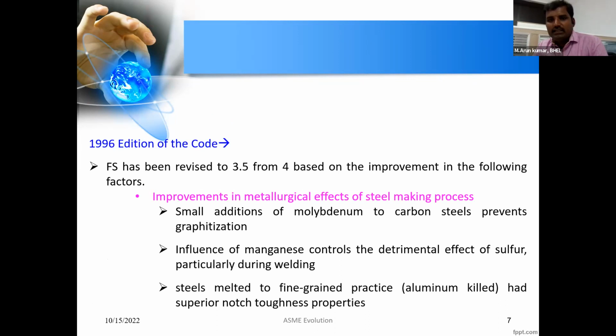So in 1996, the chairman of the ASME code committee reviewed this factor of safety. Here, 5 major improvements were considered at that time. The first improvement is the metallurgical aspects of the steel making process. For example, small additions of molybdenum to carbon steel prevent graphitization. Then small addition of chromium to the steel gives corrosion resistance. Then the influence of manganese controls the detrimental effects of sulfur during welding.